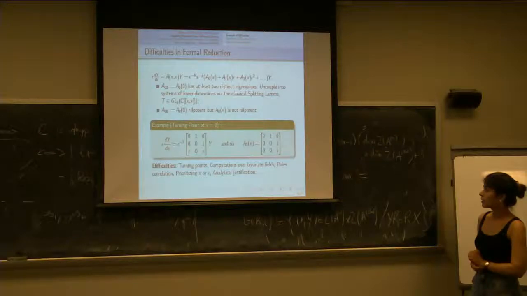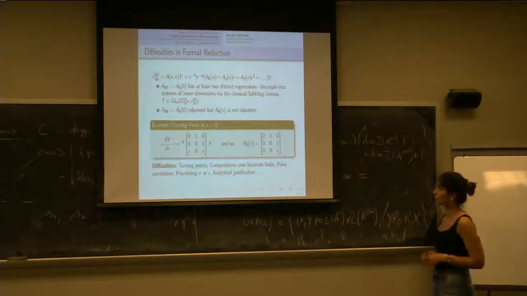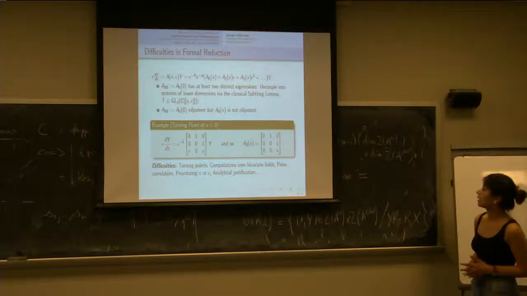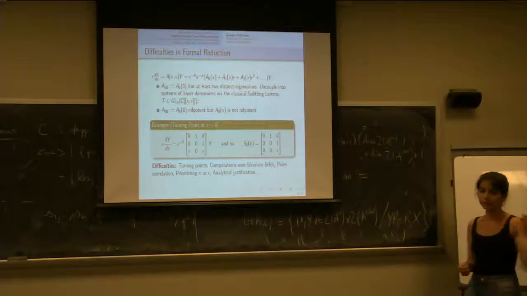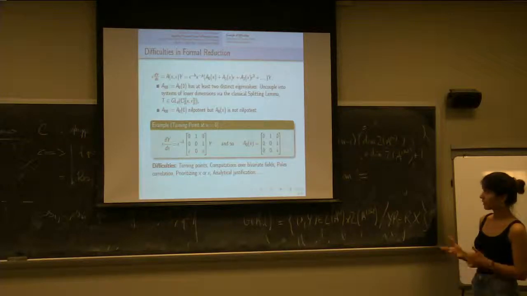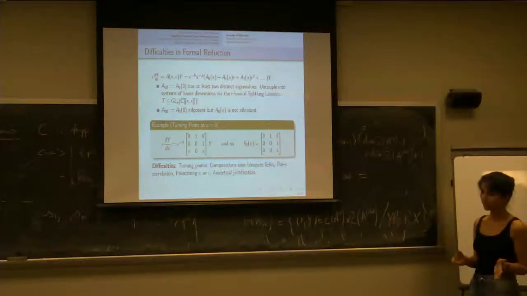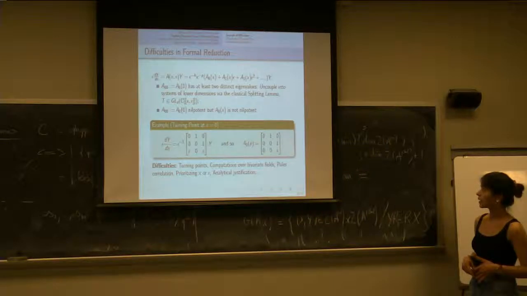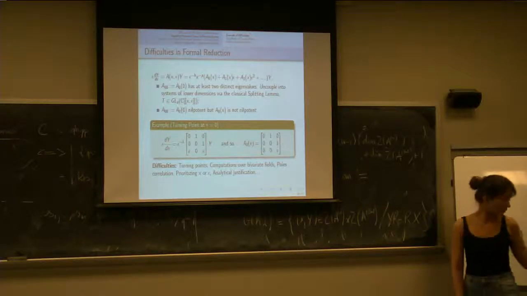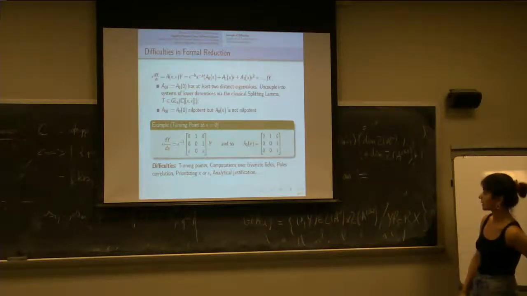And in addition to the difficulty of turning points, we have to do the computations over bivariate fields. There is a correlation between the poles. We have to pay attention when we are trying to diminish h if p will increase and vice versa. There is also the problem of deciding, as I said, whether to diminish h or diminish p. And the most difficult problem is still the analytic justification of the kind of formal solutions that we get at the end of formal reduction.